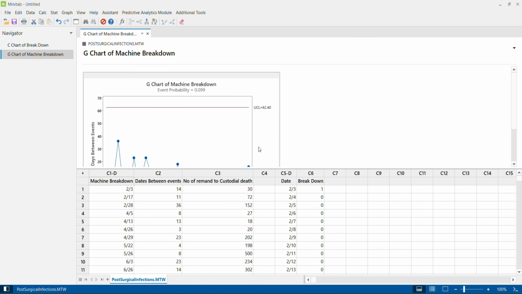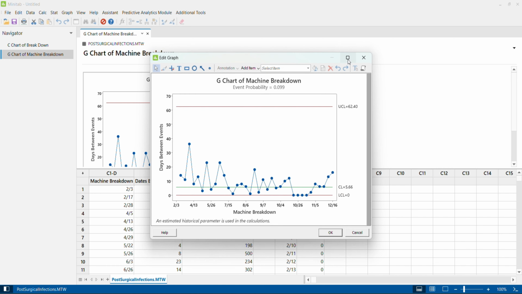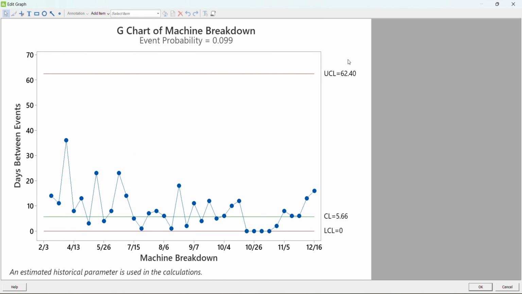So now we got a chart. Let's look at this chart. This will be an interesting chart. Why? Because if you look at the y-axis of this chart, it says days between the events. It does not say on a given day how many events occurred. No, we are not drawing a C chart. Instead, we are converting our breakdown data into days between the events.